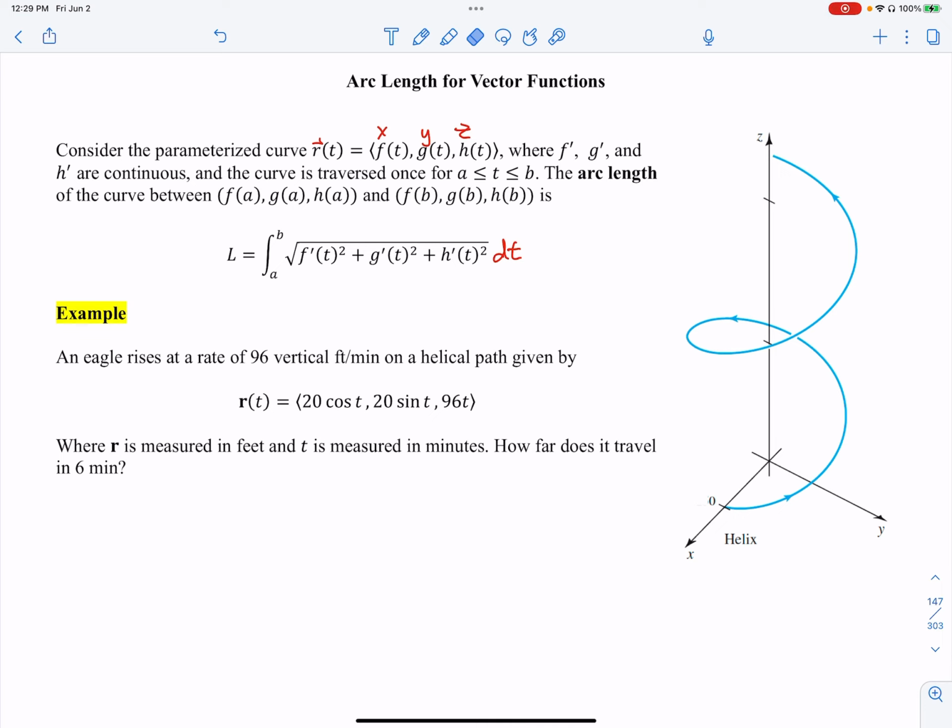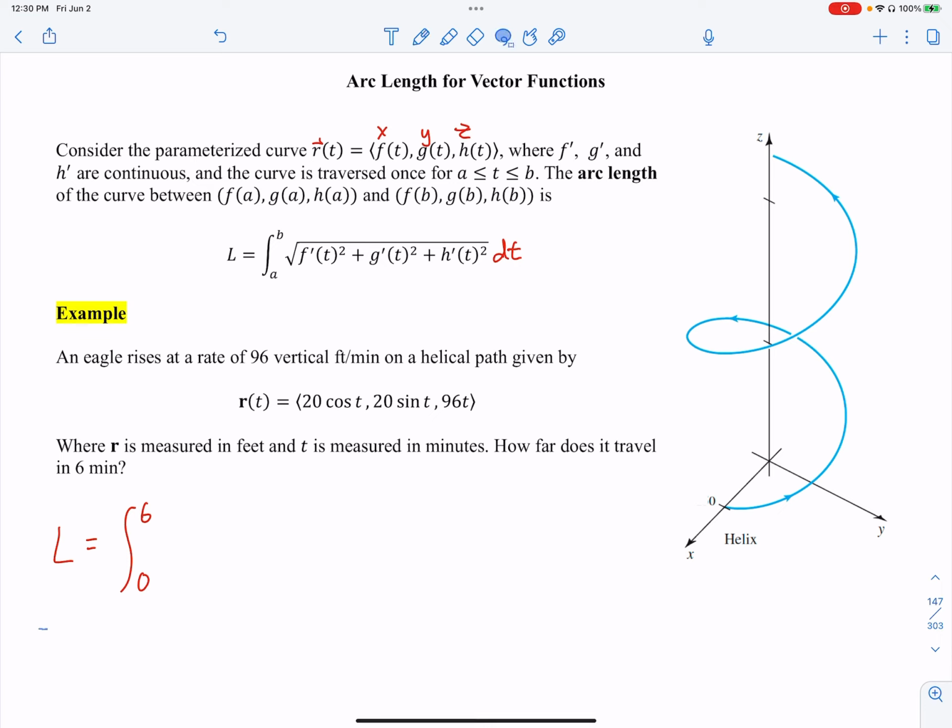So an eagle rises at a rate of 96 vertical feet per minute on a helical path given by the function there. As the eagle rises in that path, it's flying in a circle where r is measured in feet and t is measured in minutes. How far does it travel in 6 minutes? What that means is, if I want to find this length, I just integrate from 0 to 6. T is measured in minutes, so we didn't have to change that.